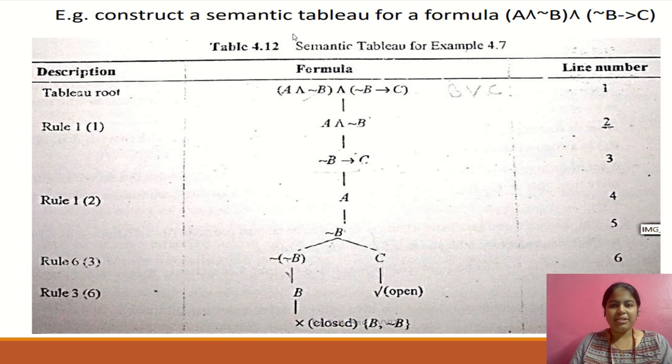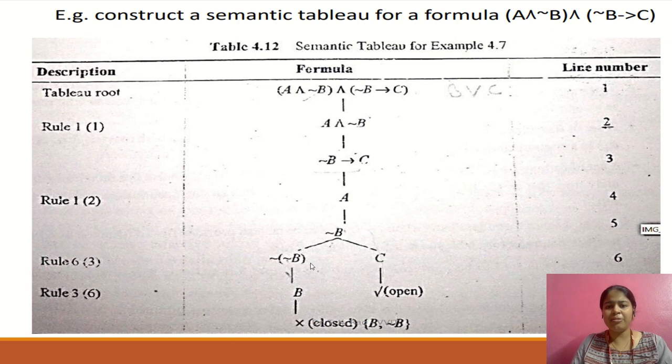Let's solve a problem. Construct a semantic tableau for this formula. Here we are using rule 1, and since we have the AND operator, we are placing both A and negation B, and negation B implies C, in the same path. Here A and negation B, again we are placing A and negation B in the same path. Here negation B implies C can be written as negation of negation B or C. Therefore, the negation of negation B is placed in one path and C is placed in the other path.